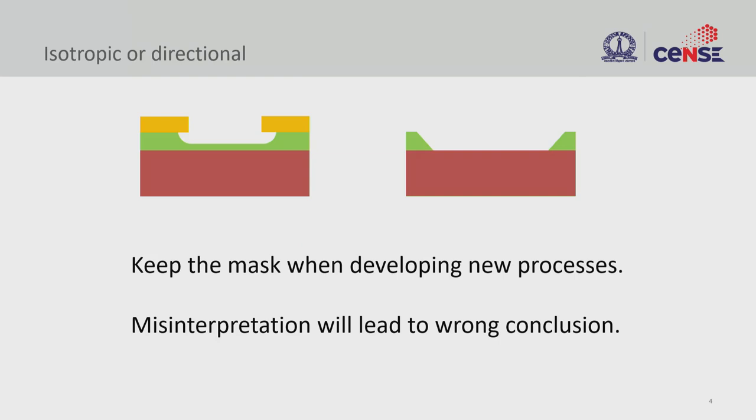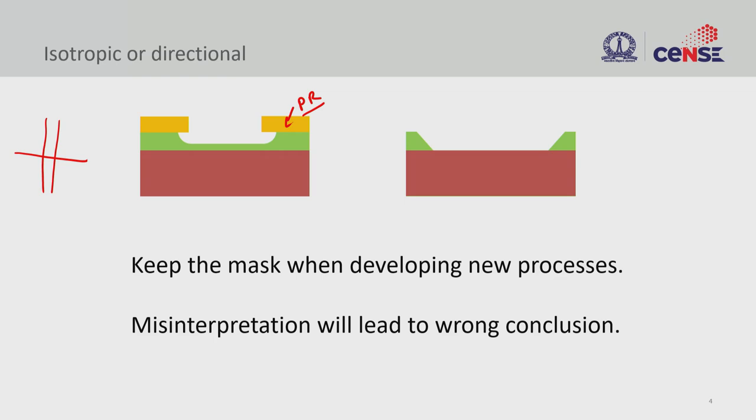The other thing is the isotropic nature or direction. How do we find out if it is isotropic or directional? The only way is, when you are doing the process development, you should keep the photoresist. So this is your photoresist, and then you have done the process. Don't remove the photoresist; keep it, and then look at the cross section. You can make a pattern, and then cut this pattern and look at the cross section.